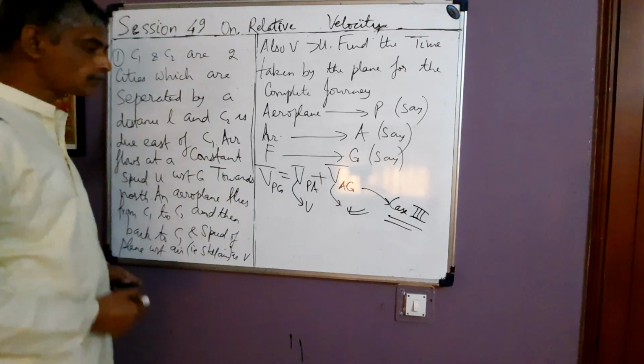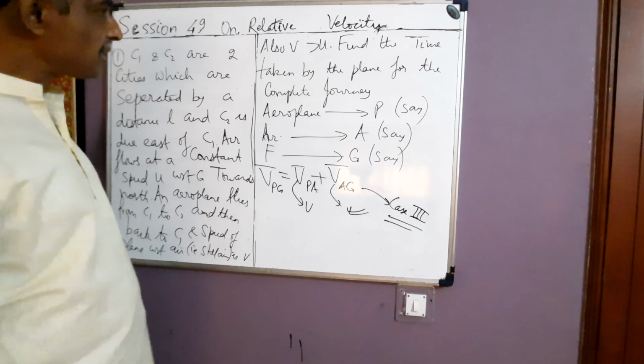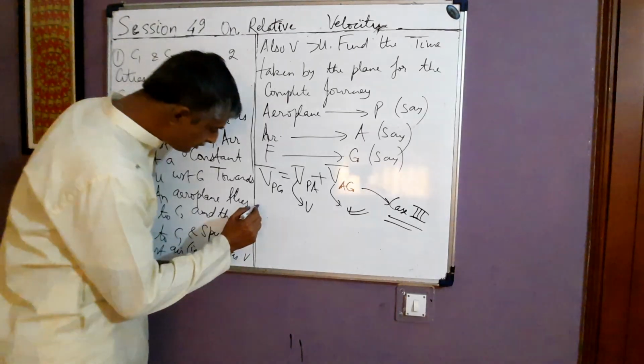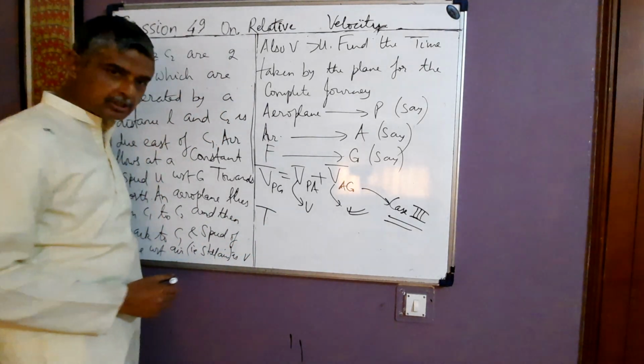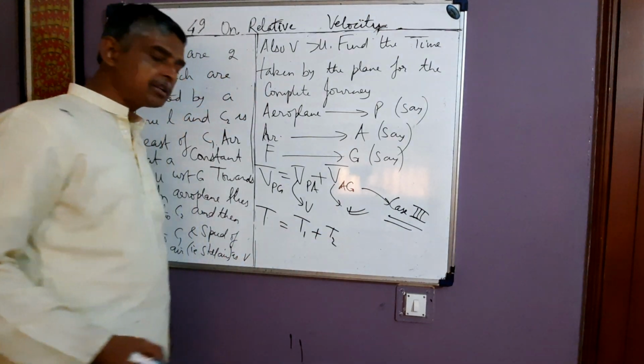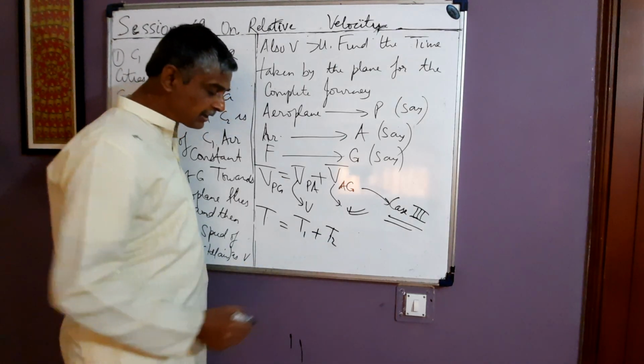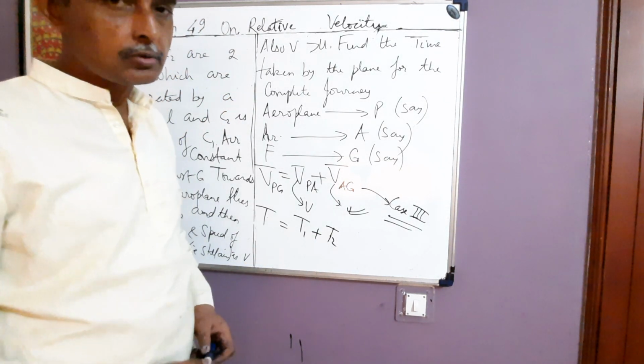Okay. So now how do we start the problem? That is the question. Find the time taken by the plane for the complete journey. Suppose the time taken by the plane for the complete journey is t. That is equal to sum of time t1 plus t2, where t1 is the time taken by the plane to move from C1 to C2, and t2 is the time taken by the plane to fly from C2 to C1. Alright.